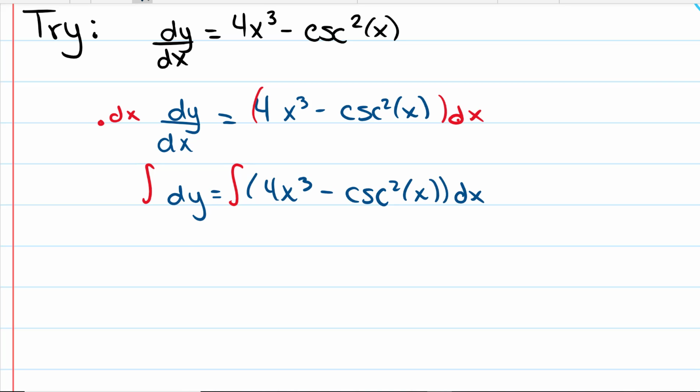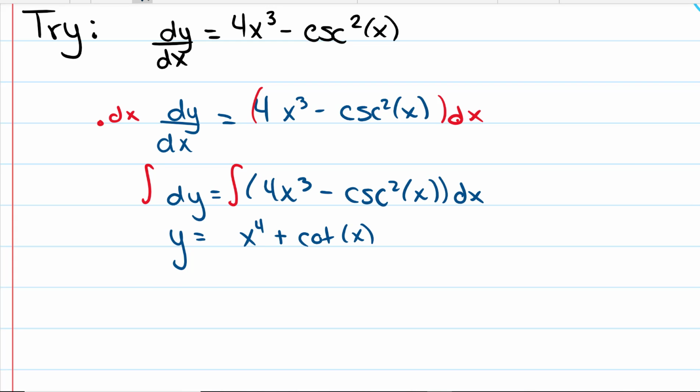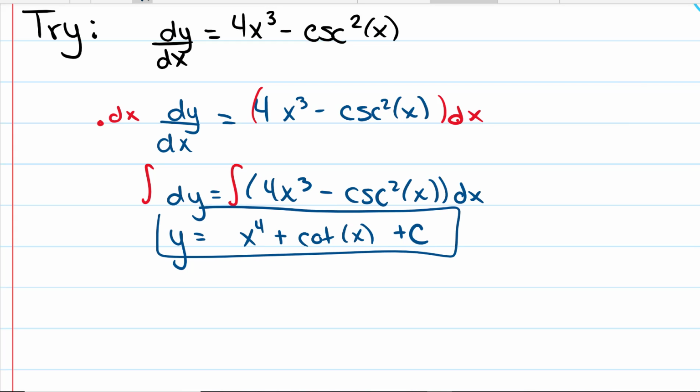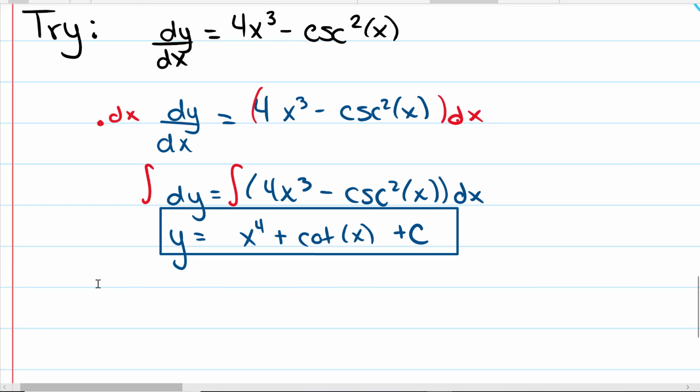So the integral of 1 with respect to y is going to be y, equals the integral of 4x cubed with respect to x, which is going to be 4x to the 4th divided by 4. The 4's are going to cancel, so I'm left with x to the 4th. And the integral of negative cosecant squared is going to be positive cotangent of x. And then what we have to do is add a plus c for the constant. And we're done. Make sure that you put the plus c. If you do not, it is incorrect.